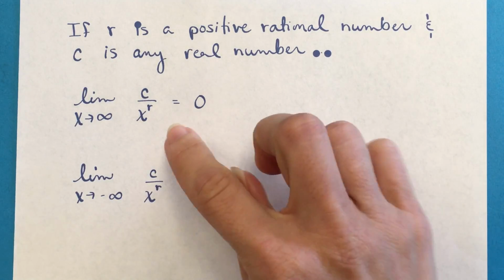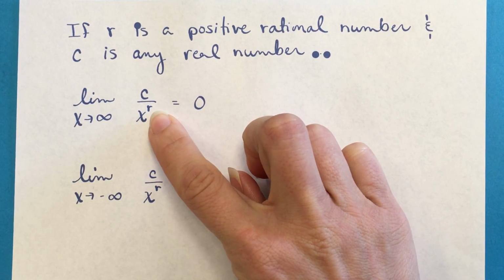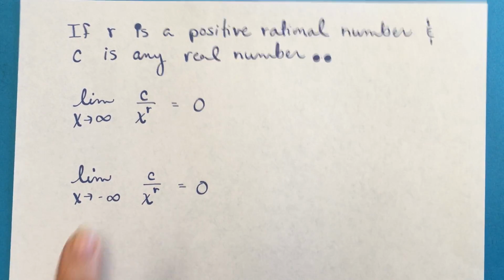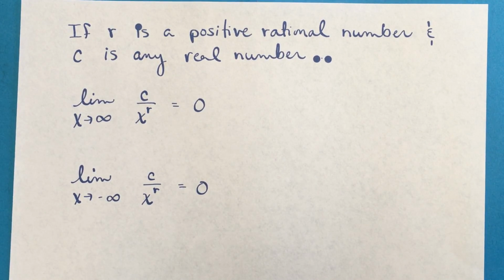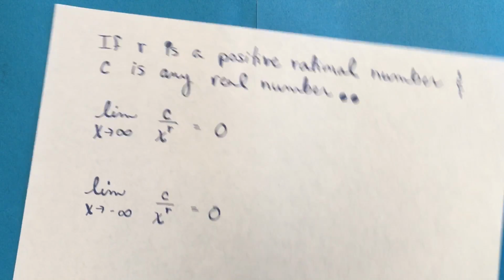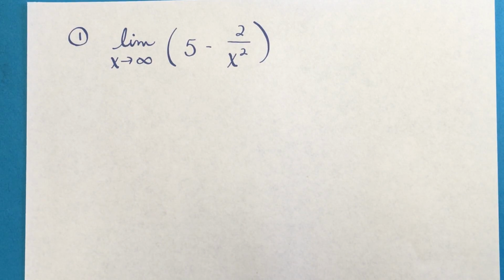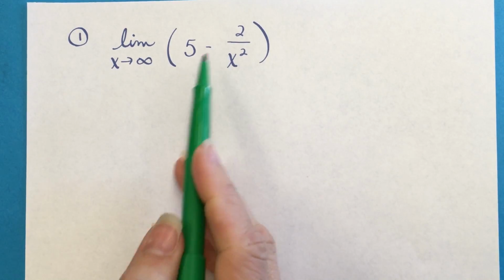So if your function fits this format, this will be your limit every single time. And the same thing is true even if you are approaching negative infinity. All right, so just a basic example here, actually incorporating the property that we just saw. You're asked to find the limit as x approaches infinity of this function.